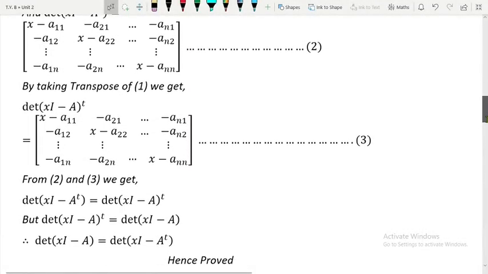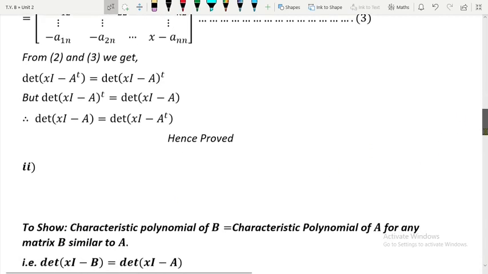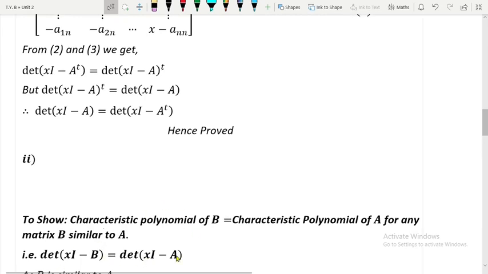We'll go for part B. So we have to show that the characteristic polynomial of B is equal to the characteristic polynomial of A for any matrix B similar to A. So since B is similar to A, what will happen? So that is what we have to show.